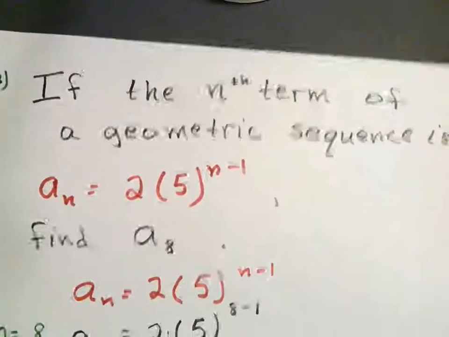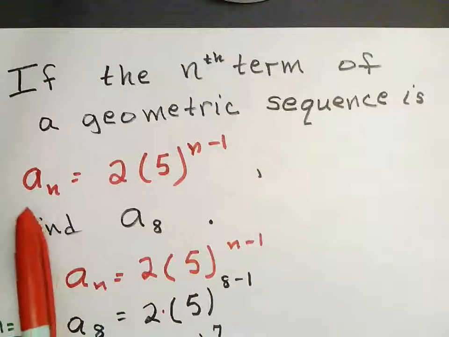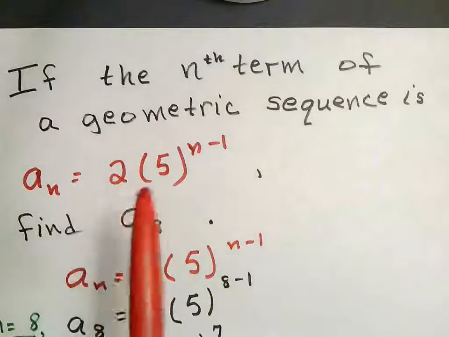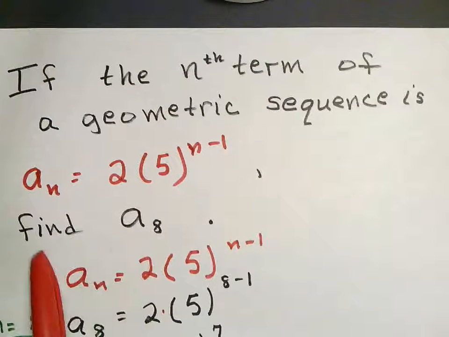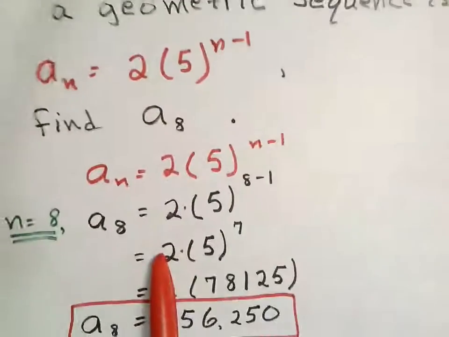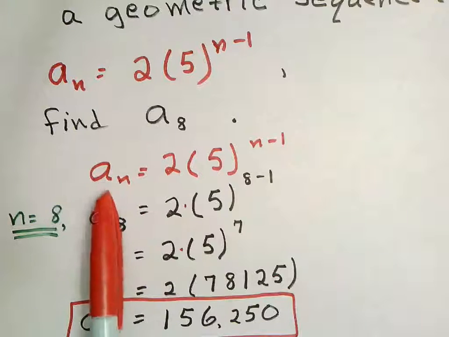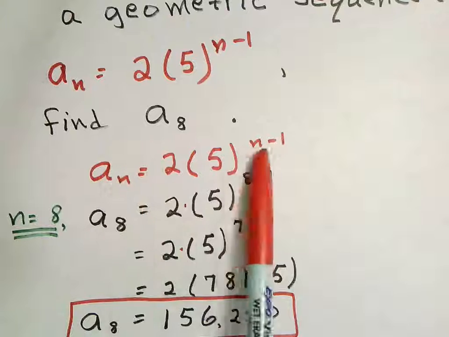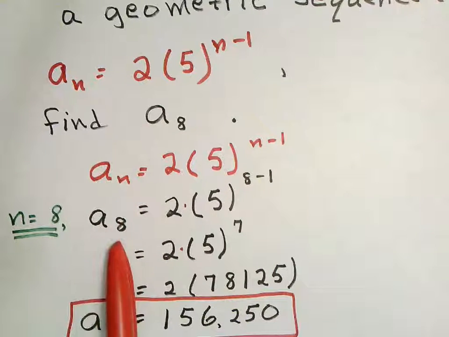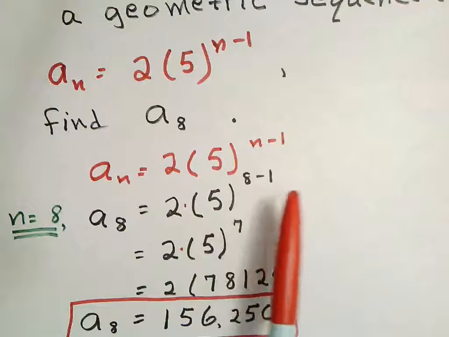Let's look at another example where the nth term is given. If the nth term of a geometric sequence, a sub n, is equal to 2 times 5 raised to the n minus 1, I want to find the 8th term. I want to find the a sub 8 term. I write down my general formula, and I want to find a sub 8. The 8 is the n. This n and this n are the very same. So a sub 8 equals 2 times the common ratio 5 raised to the 8 minus 1.